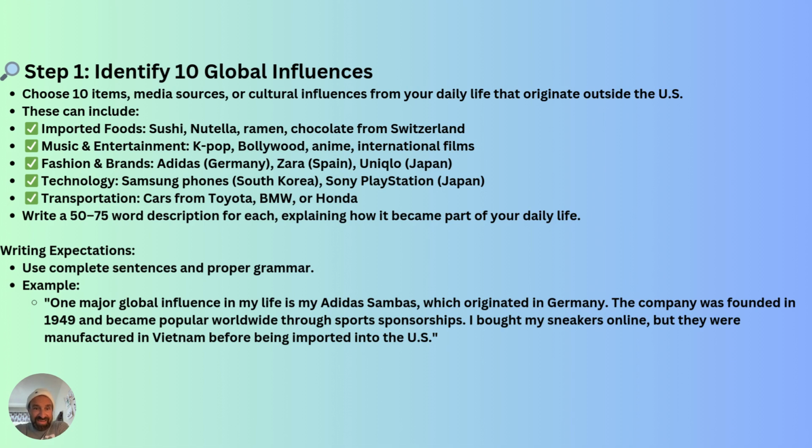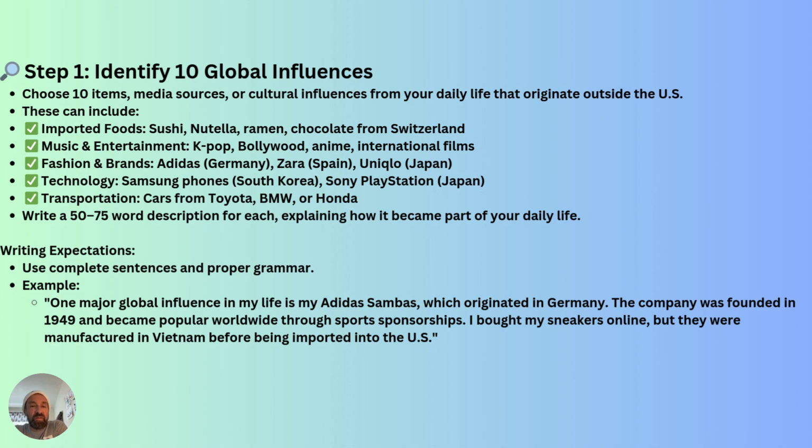Part one is identifying global influences. So you're going to choose 10 items, media sources, or cultural influences from your daily life that originate outside the US. These can include imported goods, and then I give a couple examples here: music and entertainment, fashion and brands, technology. I didn't include iPhone on here, but yeah, iPhone's China. I'll show you that or talk about that. And transportation, all kinds of things.